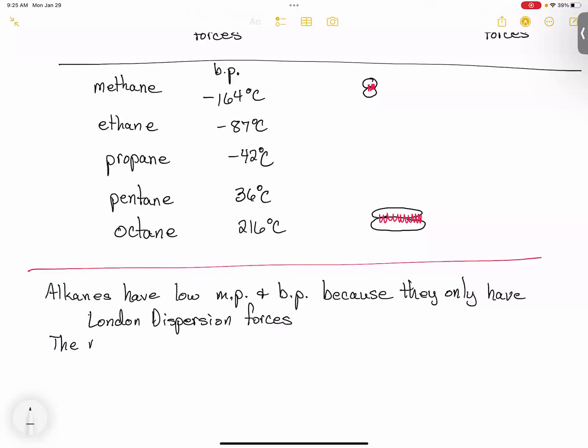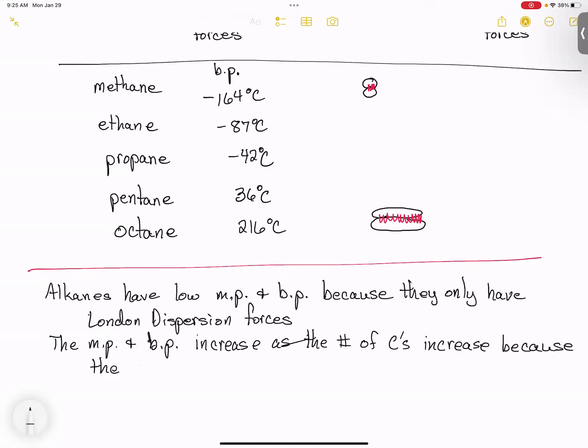The melting point and boiling point increase as the number of carbons increases, because there is an increase in London dispersion forces with an increase in carbon.